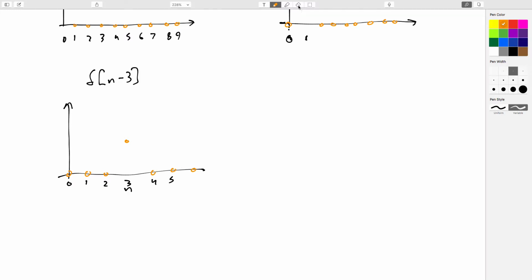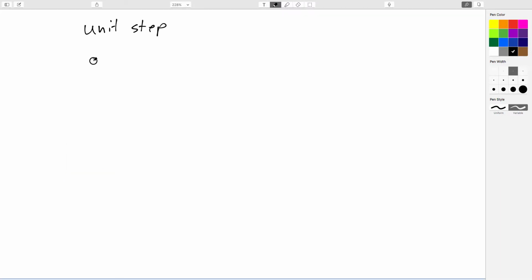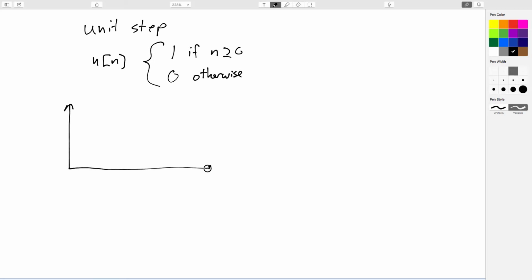Now, what's a unit step function? So this one is also brought in, and so unit step is usually represented like this, u of n, right? And what that's saying is it's 1 if n is greater than or equal to 0, and 0 otherwise. And so what would a plot of that look like? This function is going to look like this. When n is 0, that's a 1. When n is 1, it's a 1, on and on.